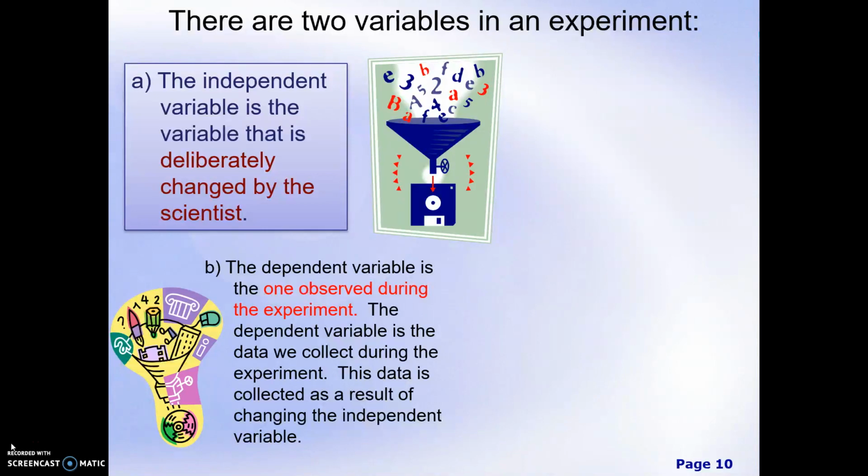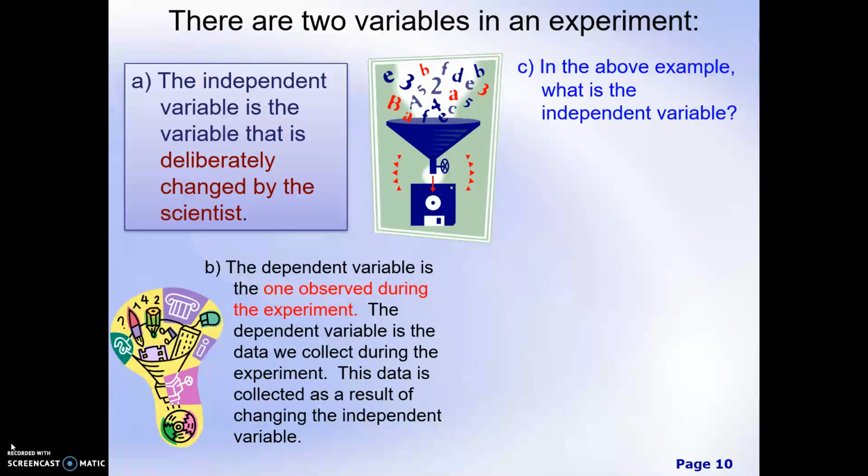And then the dependent variable depends on what we're changing. The dependent variable is the data that we're getting. So it could be whether the plant turned towards the sun or not. Or if we're testing if a plant needs light, then we're going to test whether it dies without sunlight or not. So the dependent variable depends on what the independent variable is doing, okay?